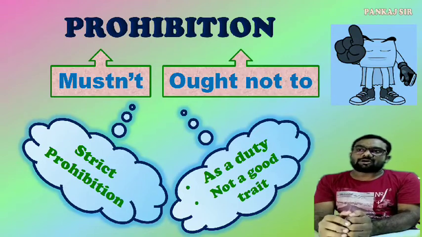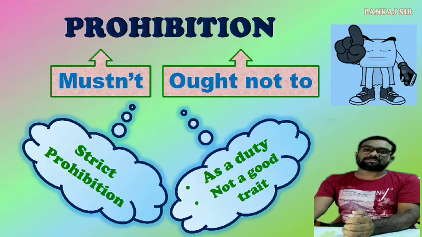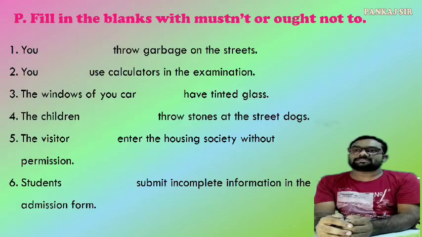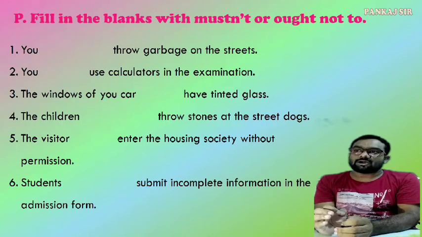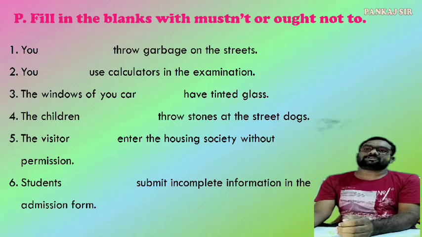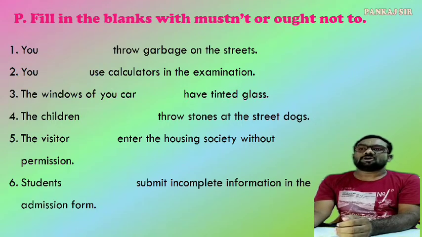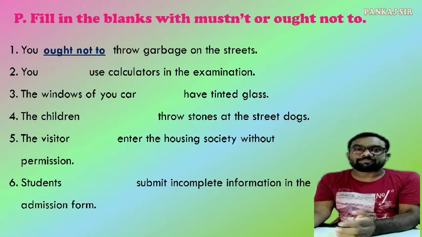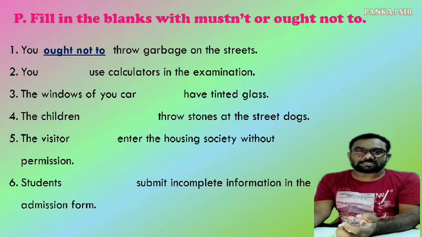For that, ought not to is used there. Okay, let us see the examples here. Exercise P, fill in the blanks with mustn't or ought not to. You dash throw garbage on the street. So this is the morality, right? So there comes ought not to throw, right? You should not do that. That is our moral duties.